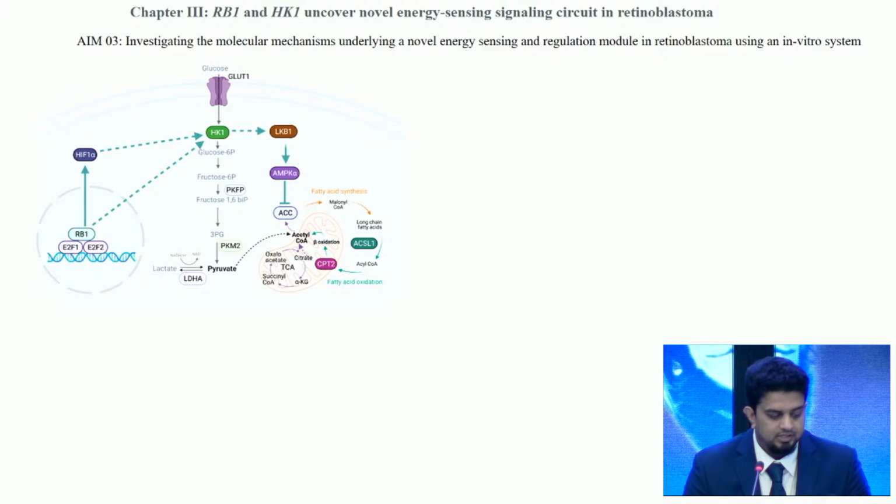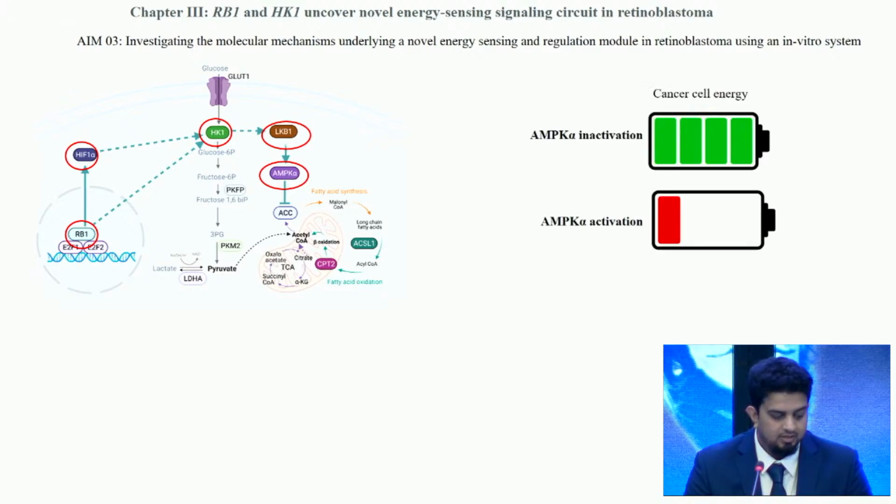So we further unravel that RB regulates hexokinase through HIF1 alpha, and this induces hexokinase 1, and induction of hexokinase further increases the protein levels of LKB1, and this increase in protein levels of LKB1 further activates AMPK alpha. So AMPK alpha is a metabolic sensor, and upon activation of AMPK alpha, it inhibits the ACC, or the acetyl CoA carboxylase gene, which is a key gene in fatty acid metabolism.